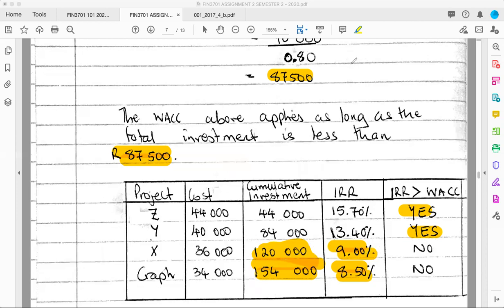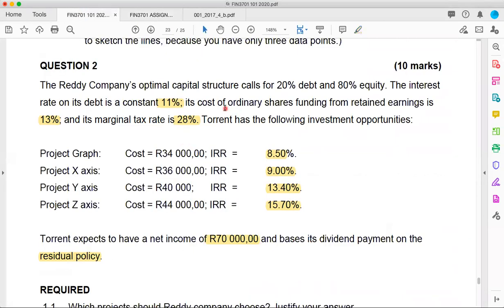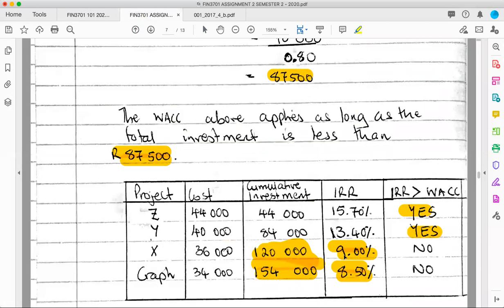But in this case, we didn't have to worry about that. We were just given the weighted average cost of capital for retained earnings. They didn't say anything about the weighted average cost of capital for new ordinary shares. I talk a lot about that in the online classroom, so we don't have to worry about that. And we've seen that only projects Z and Y have IRRs greater than the WACC, and their total investment is less than 87,500.